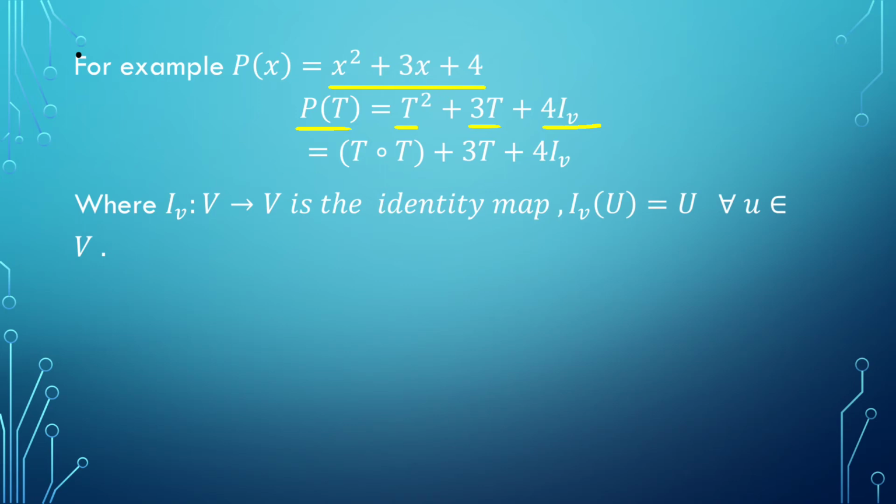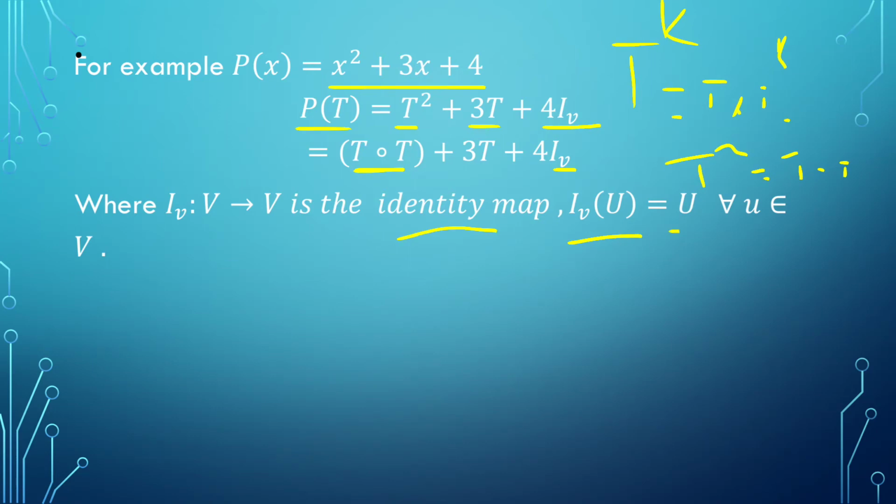So what we are going to do is substitute with T. We know from the idea we have noted that T to the power k implies T applied k times. So if it's T squared, it means T applied 2 times. Remember, I_V is the identity map of V to V, whereby if you have a vector u, it will map it to itself, u, for all u in V.